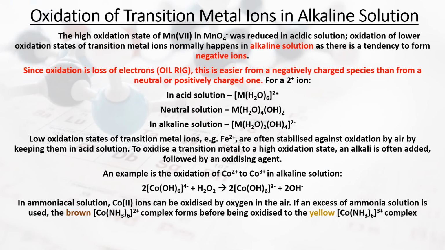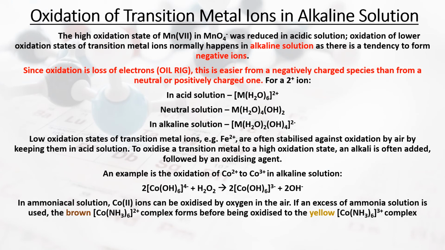And so the low oxidation states of transition metals, for example Fe2+, are often stabilised against oxidation by air. If I left Fe2+ ions open to air, they would be quite quickly oxidised up to Fe3+ ions. They're often protected against this oxidation by air by keeping them in an acidic solution, where it's harder for them to be oxidised. Typically, we reduce things in acidic solution, and we oxidise things in alkaline solution.